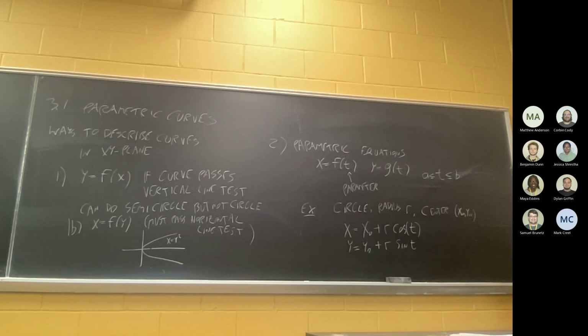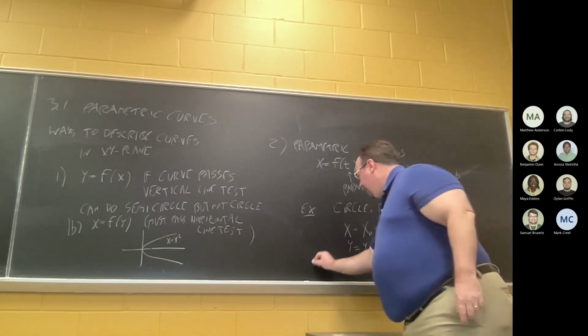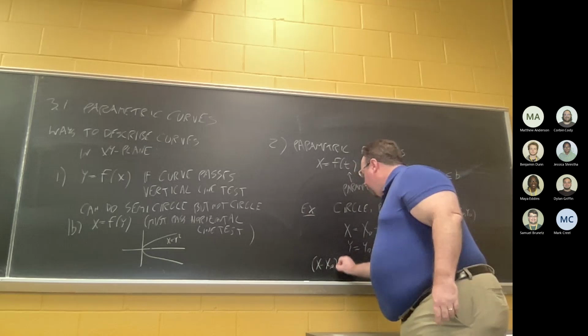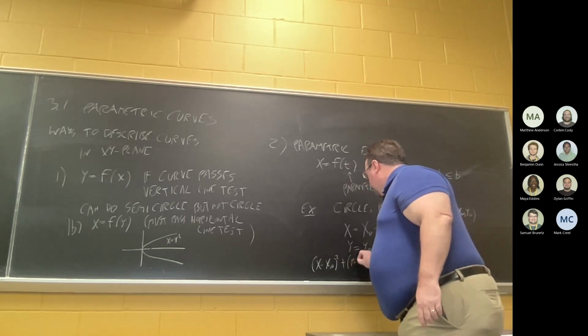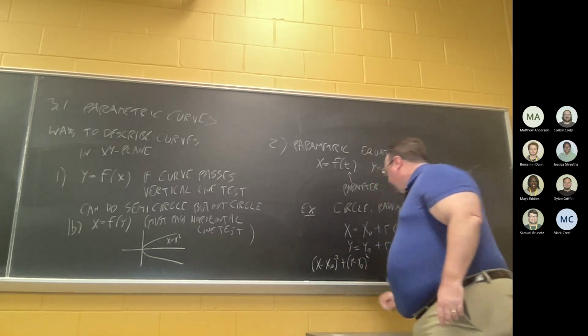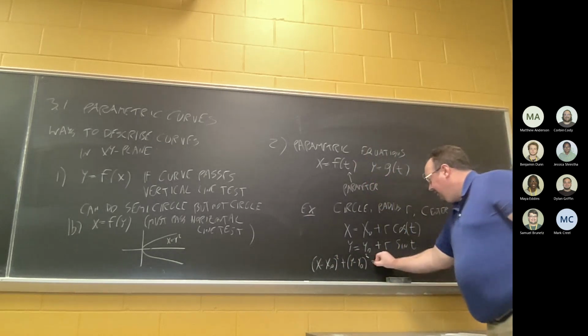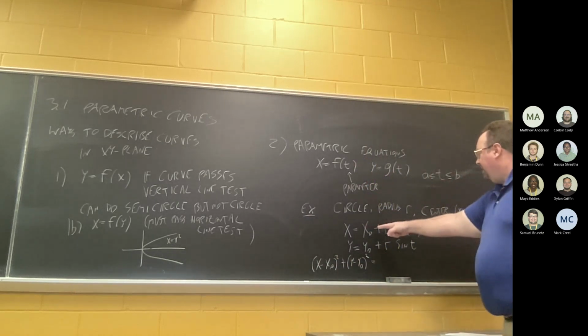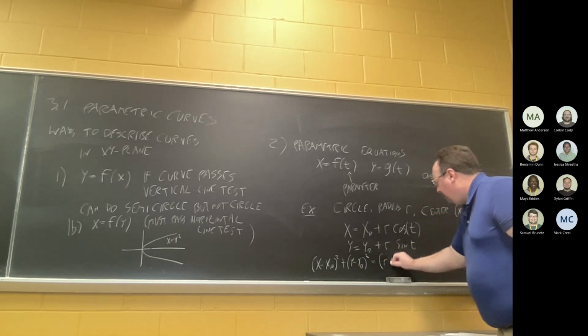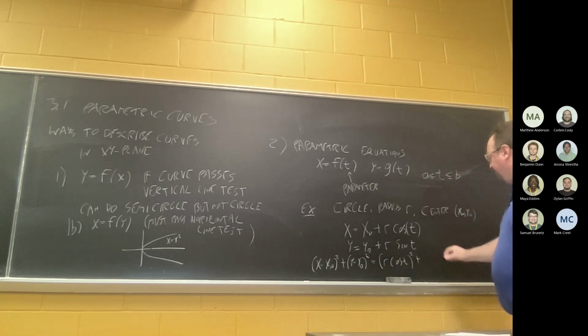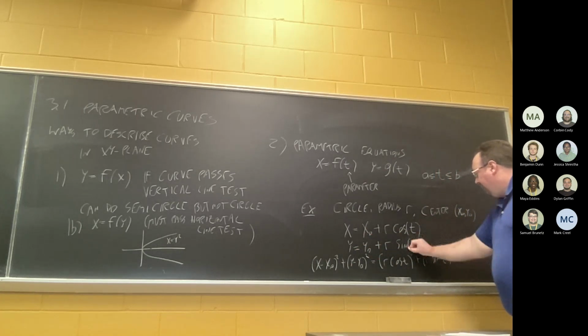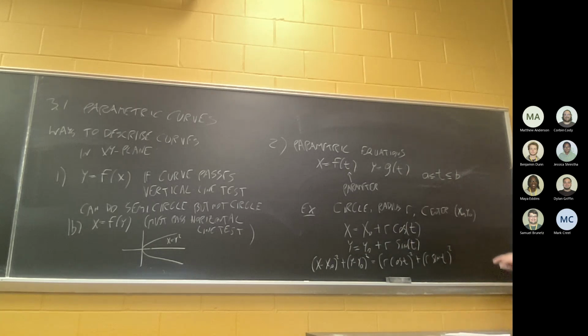Now, if I were to then look at x minus x naught squared plus y minus y naught squared. Well, x minus x naught is r cosine t, that would be squared. And then y minus y naught, that's r sine t, and that would be squared. But then what do I get if I simplify this?